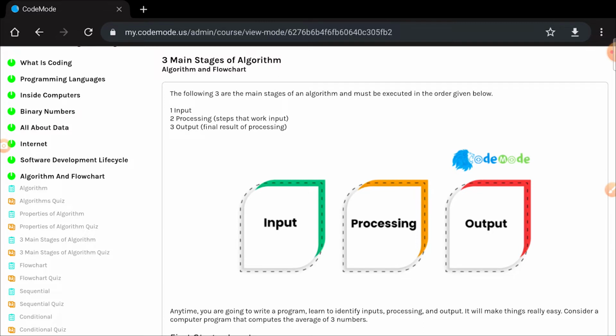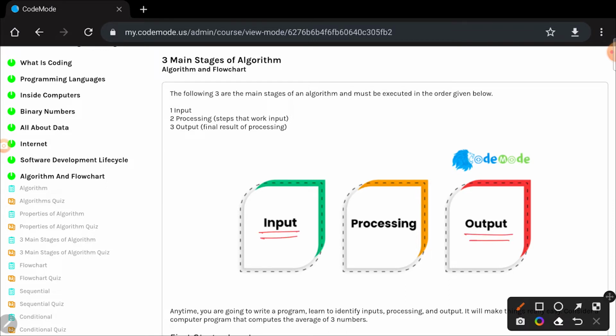Let's begin. When we write an algorithm, it has three distinct stages. In the last class, we learned about 5 characteristics of an algorithm, in which 2 were input and output. If you remember, an algorithm may have some input and it also usually will have some output. Now, input and output are 2 distinct characteristics of an algorithm.